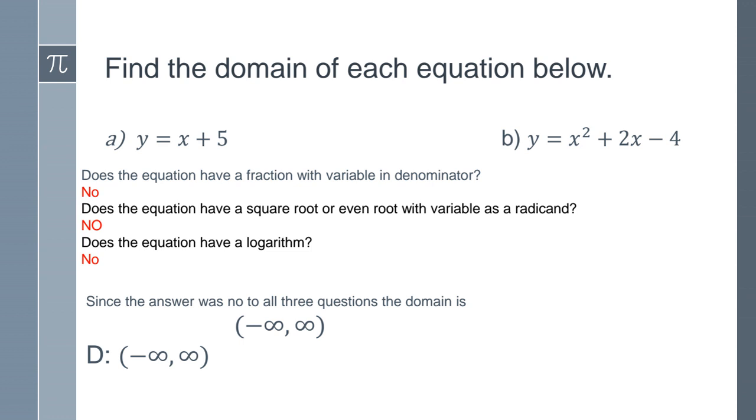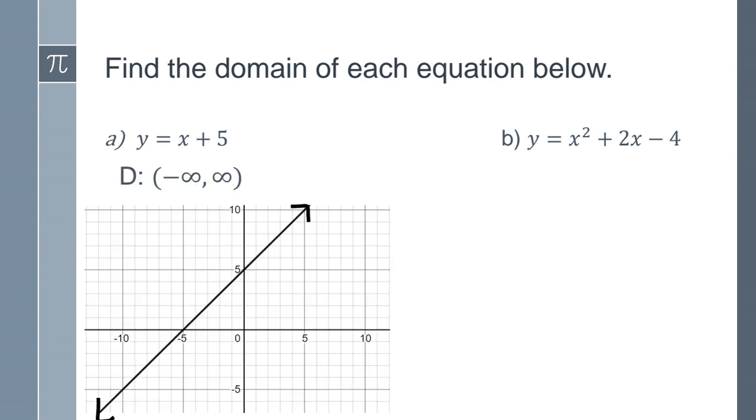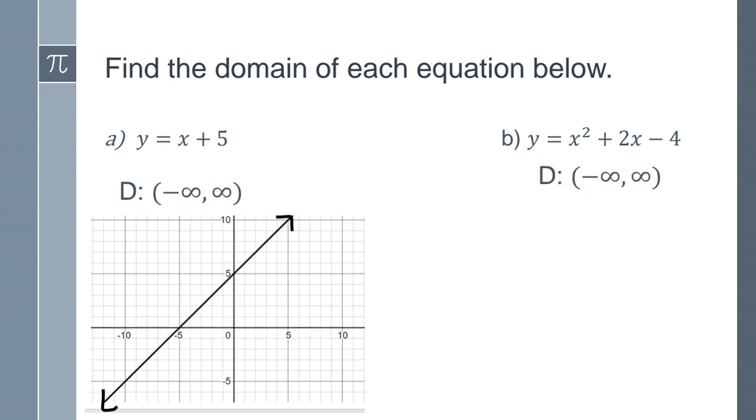So let's go ahead and graph it, as I mentioned to you. I know that this was going to represent a graph, and you see my graph is a line that has arrows both to the left and to the right. So that's also what tells me that the domain is negative infinity to positive infinity. Okay, so let's look at B. B is a different shape.